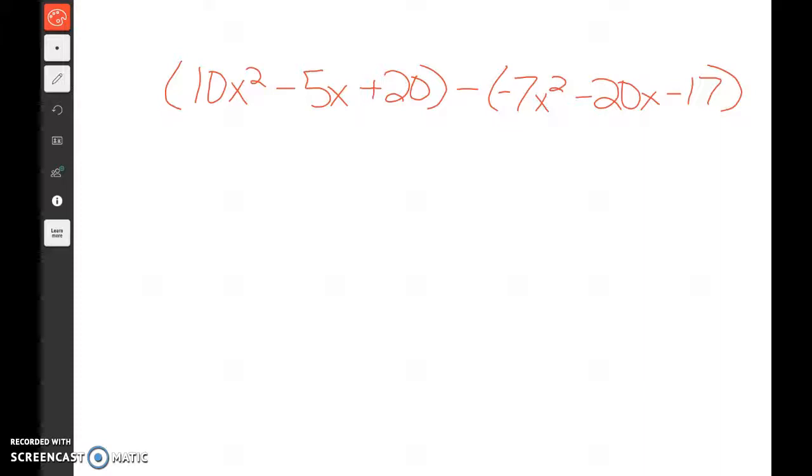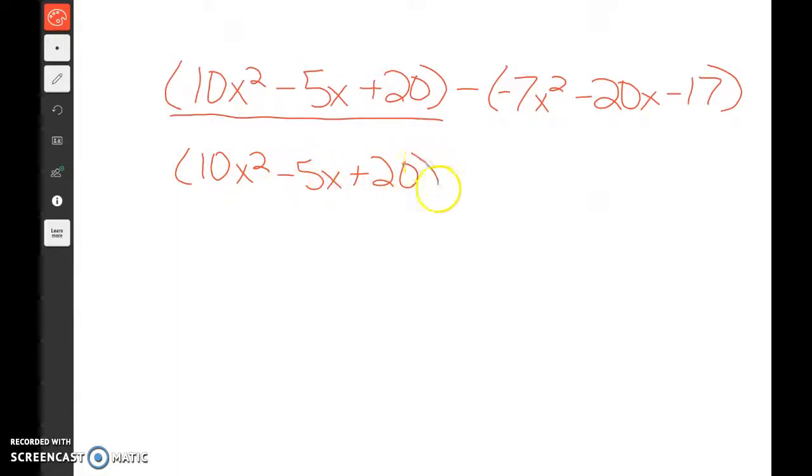All right, welcome back. So real quick, to do this problem, the first thing is I'm going to rewrite everything in front because it has no sign in it to be distributed, so it's all going to stay the same. So that's 10x squared minus 5x plus 20. Now, when we distribute this negative, we know that negative times negative is going to be positive, so that's going to change to a positive sign. And then basically distribute the negative to everything in the parentheses.